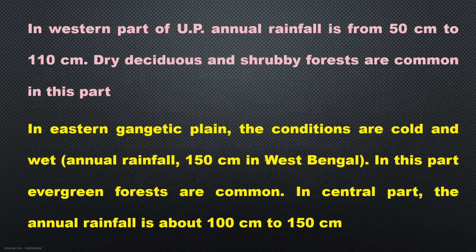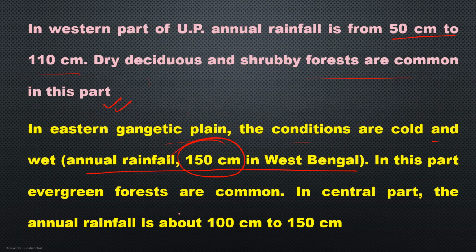Okay. See, in the western part of UP, annual rainfall is 50 to 110 centimeters, right? Dry deciduous and shrubby forests are very common in this part. In eastern Gangetic plain, the conditions are cold and wet. Annual rainfall is more over here, 150 centimeters in West Bengal. In this part, evergreen forests are common.